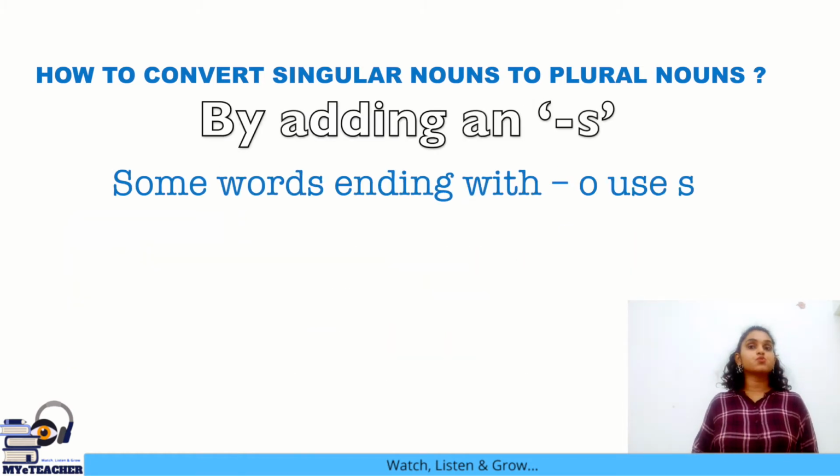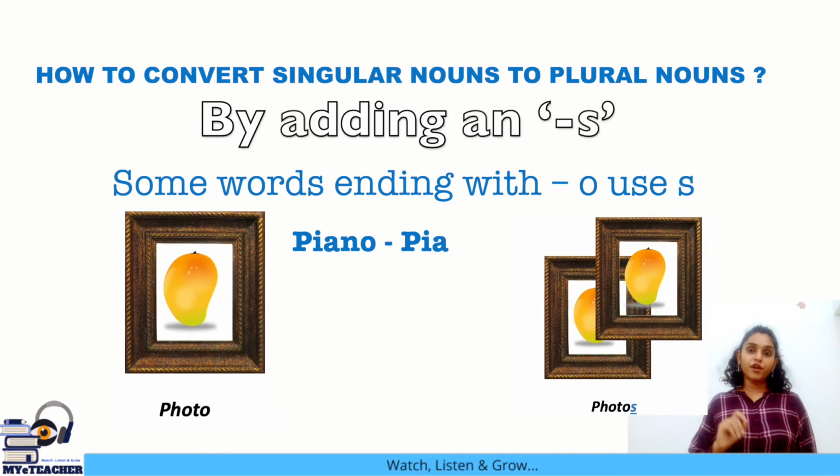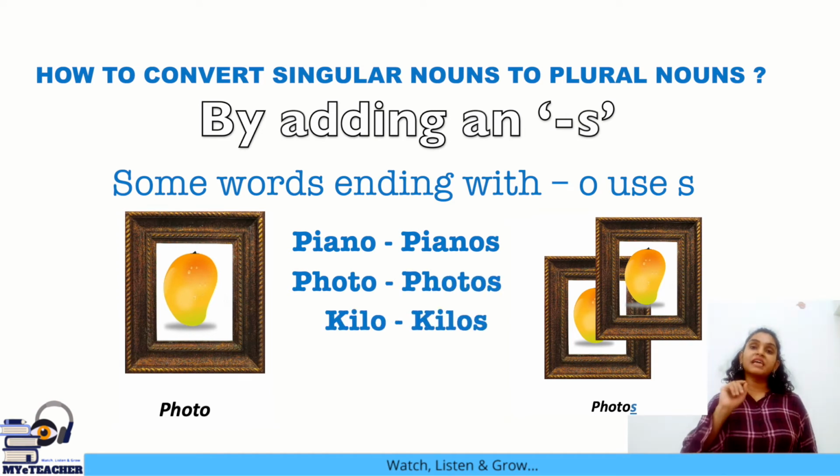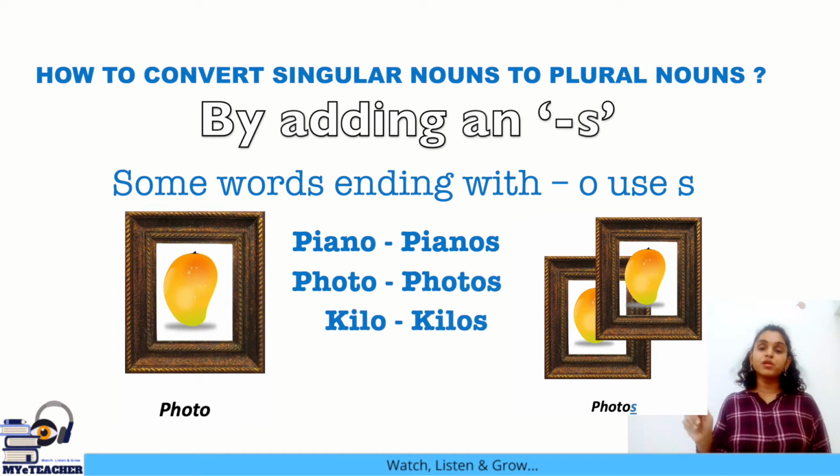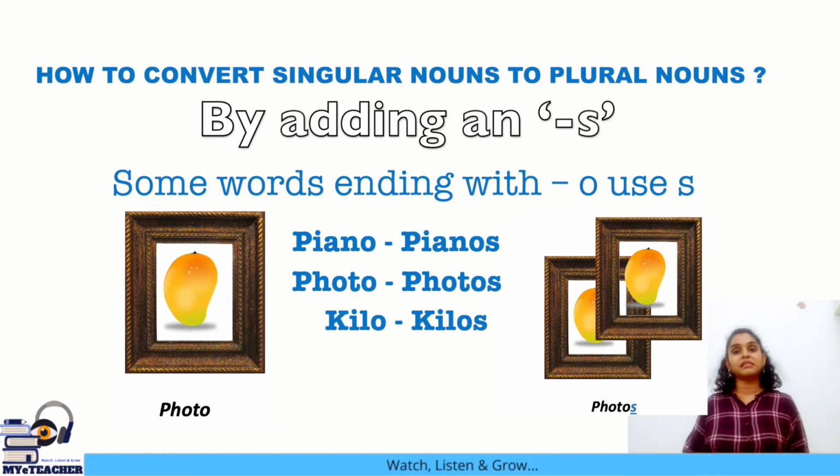There are some words which end in an O but do not take an ES at the end. For example, piano, photo, kilo. All of these end in O, but to form their plurals, we simply need to add an S at the end.